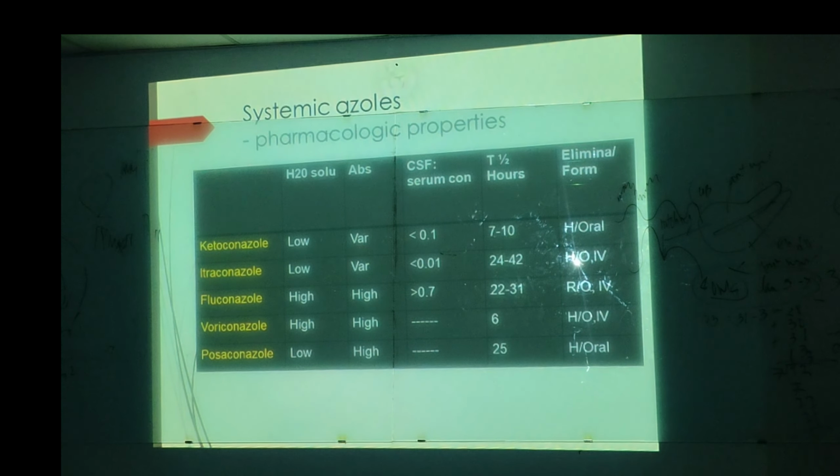So this is just the tabulated form of the pharmacologic properties of the systemic azoles. Their water solubility is here, the absorption, whether they can reach the CSF or the central nervous system, the different half-lives, how they are eliminated, hepatic for H and renal for R, and then the form, oral or IV.